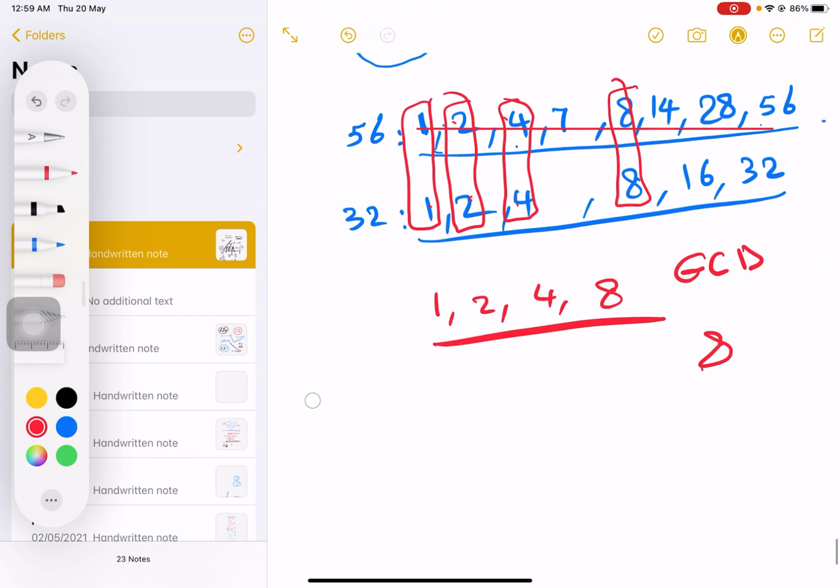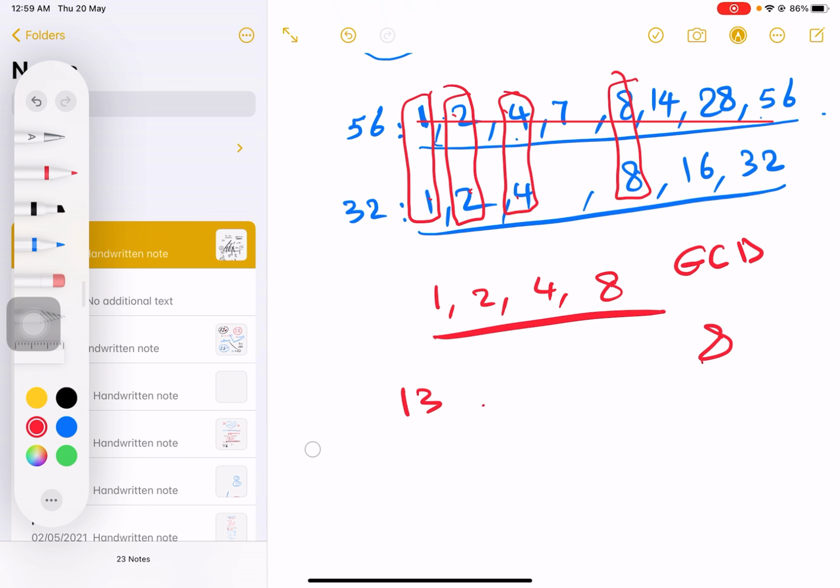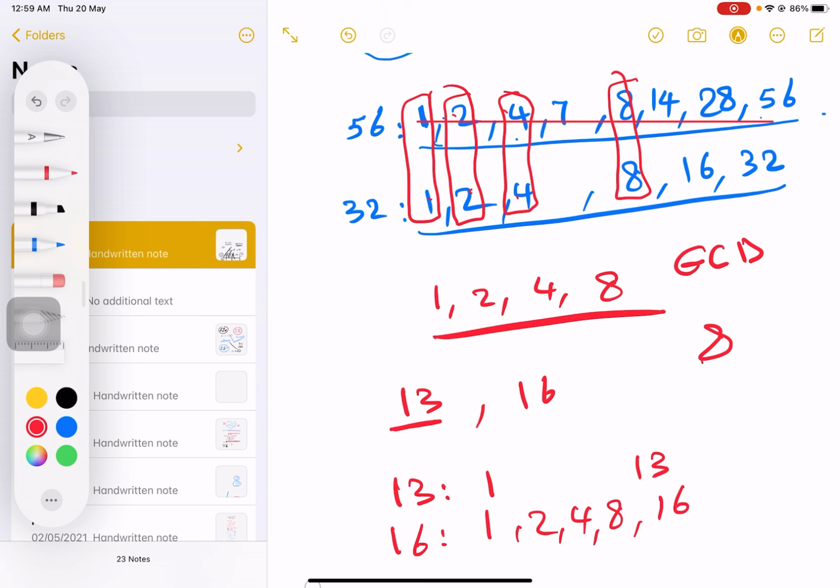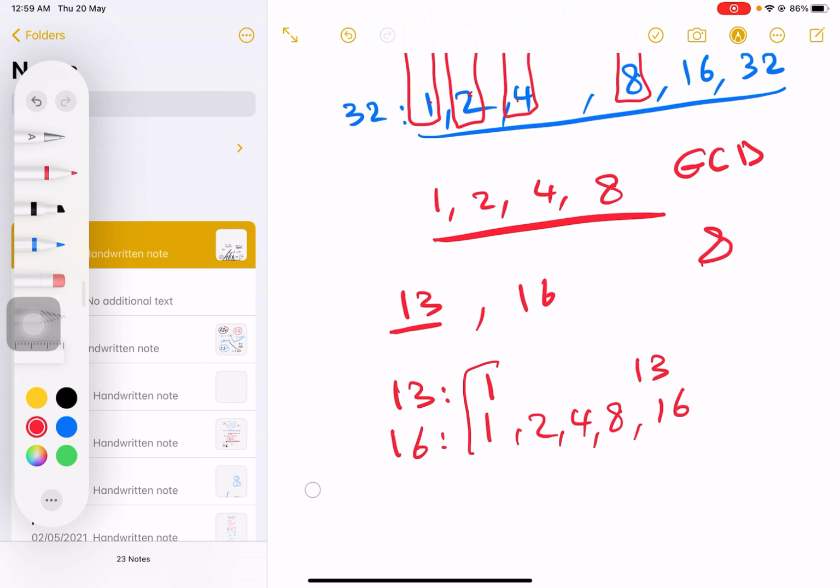Okay, now I will do the last one again: 13 and 16. Of course, 13 is a prime number. 13 can only be divided by 1 and 13. There is nothing else. Let's do 16. It's 1 with 16, 2 with 8, and 4 also. Now, what are the common numbers between them? It's only 1. 1 is the common number between 13 and 16. So you will say 1 is the greatest common divisor.